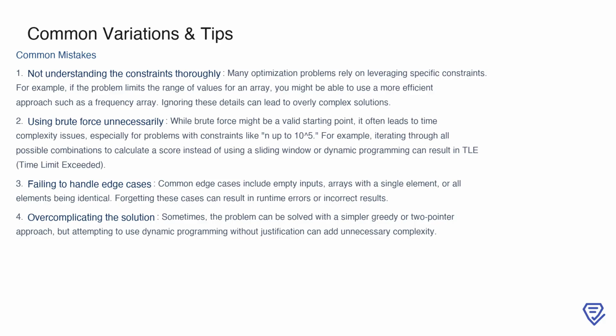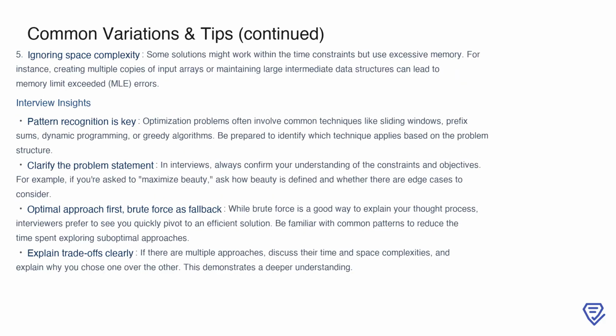Finally, overcomplicating your solution is another pitfall. Sometimes, a simpler approach like a greedy algorithm or two-pointer technique solves the problem effectively, while attempting dynamic programming without justification can make the solution unnecessarily complex and harder to debug. Another common oversight is ignoring space complexity. Even if your solution meets time constraints, excessive memory usage can lead to memory limit exceeded errors. For example, creating multiple copies of input arrays or using large intermediate structures can quickly consume all available memory.